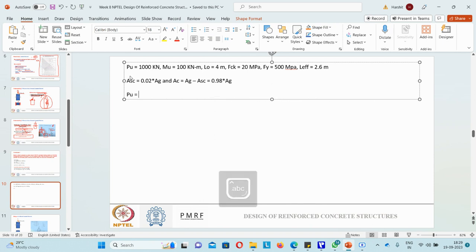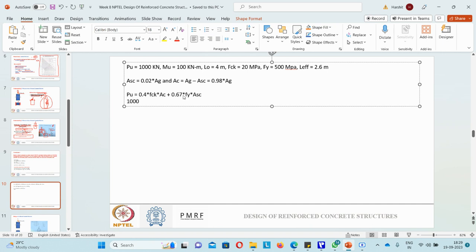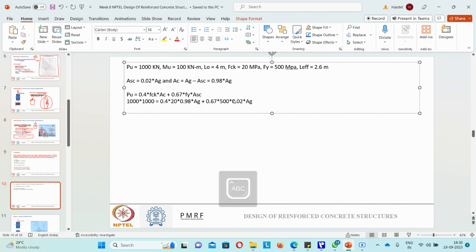Now we know as per IS code, clause 39.3, Pu is nothing but 0.4 fck Ac plus 0.67 fy Asc. Right now, I am not taking bending into account. I am just talking about a purely axially loaded column. So here Pu is 1000 kilonewton, so 1000 into 1000 equals 0.4 times 20 times 0.98 times Ag plus 0.67 times 500 times 0.02 times Ag. So we have one variable, the gross area.